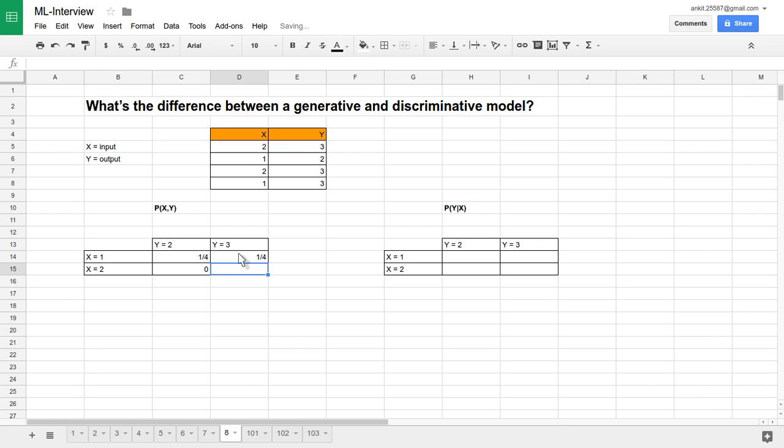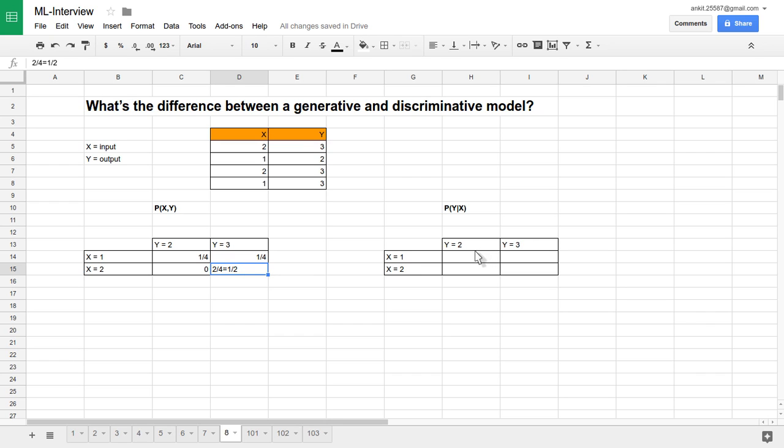And x is equal to 2 and y is equal to 3. That is occurring 2 times out of 4. So 2 divided by 4, which is nothing but 1 divided by 2. So half of the time it is occurring. That is the joint probability distribution of the data we have.